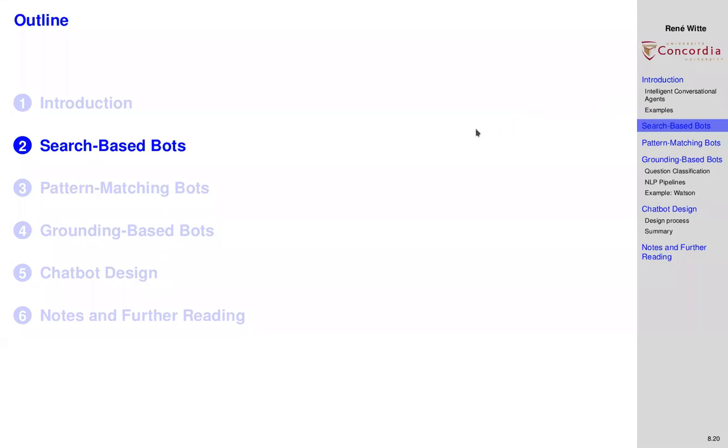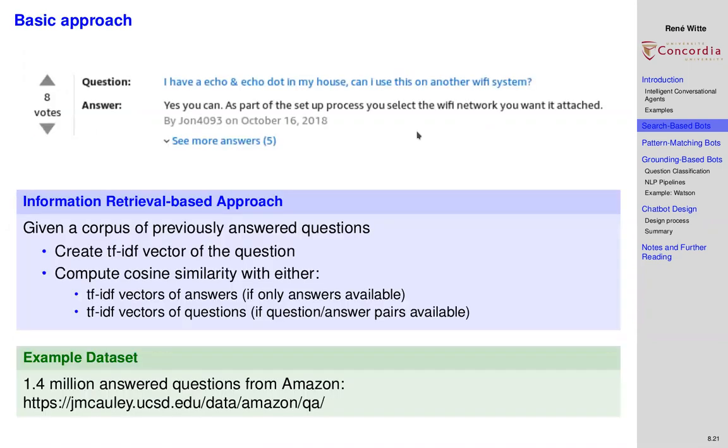Okay, so after this longer introduction, this section is going to be really short because you already learned all the basic technology behind search-based bots. So the idea in a search-based bot is that you already have a large number of question and answer conversations.